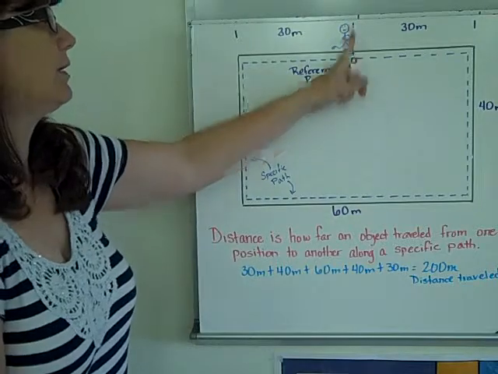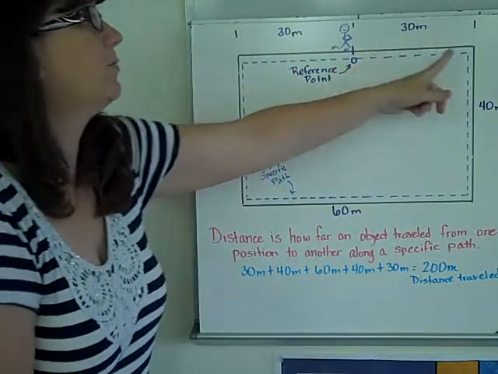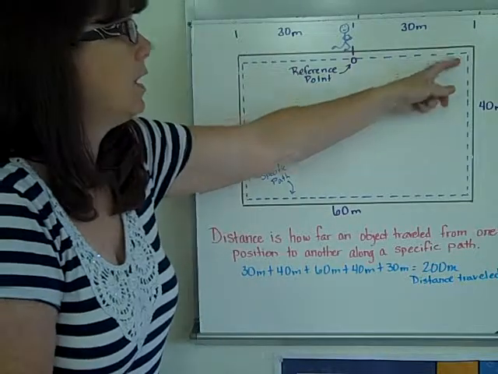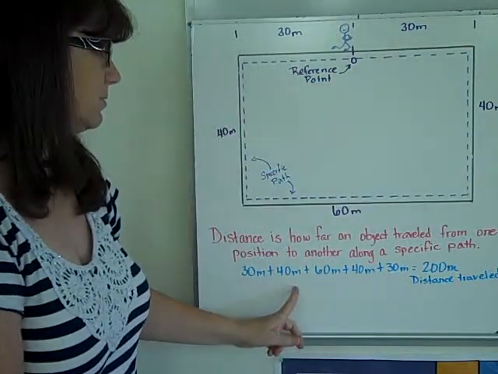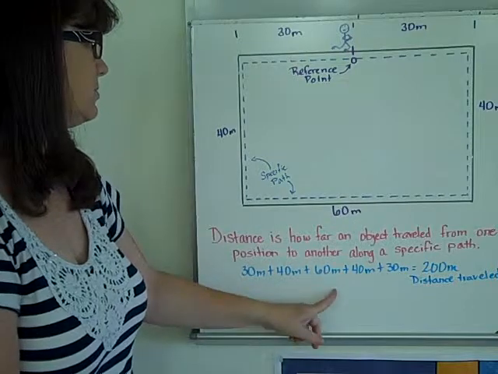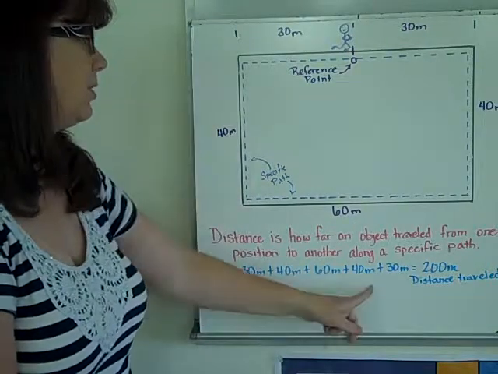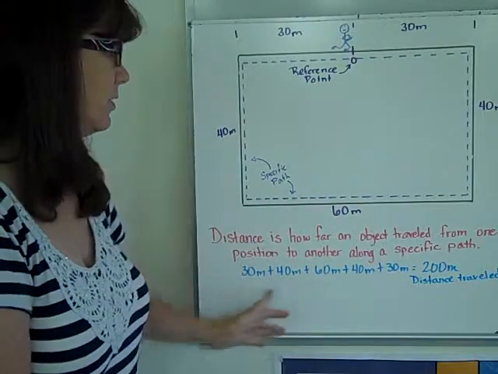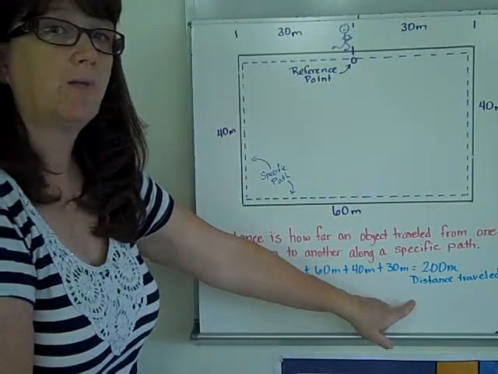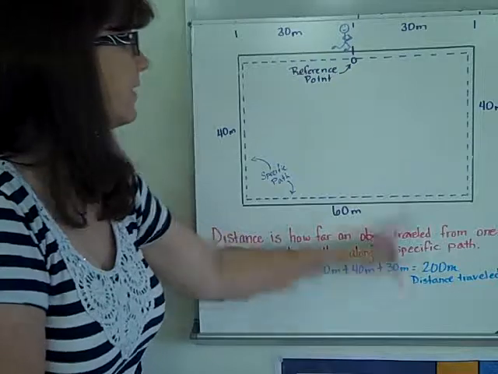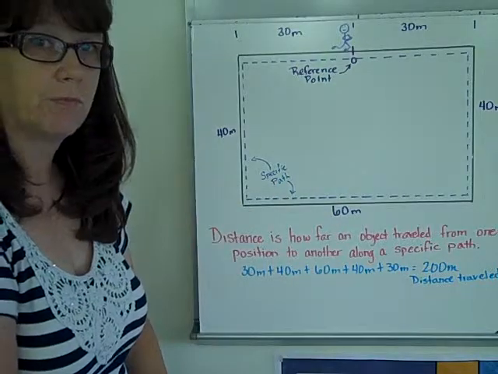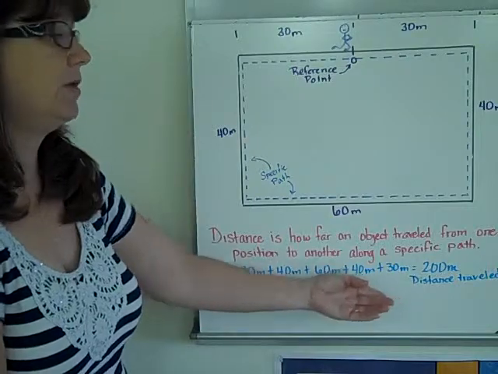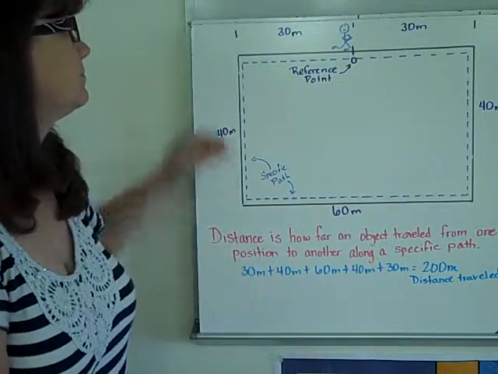So we can start at 0 and note that he traveled 30 meters. So we're going to take 30. And then he traveled 40 meters, another 60 meters. He traveled another 40 meters, and then his last leg was 30 meters. We can add all of those up and we get a distance of 200 meters that our individual has traveled. So the distance that our student has gone is 200 meters.